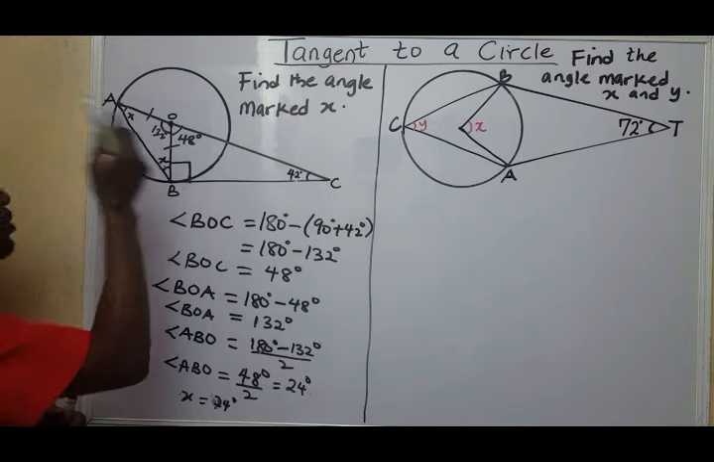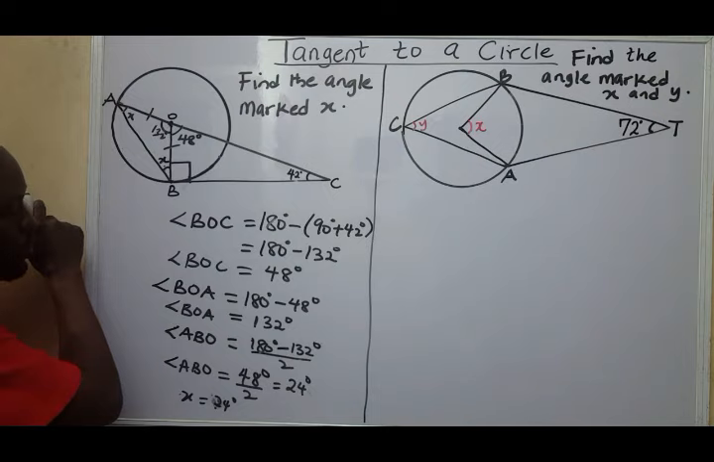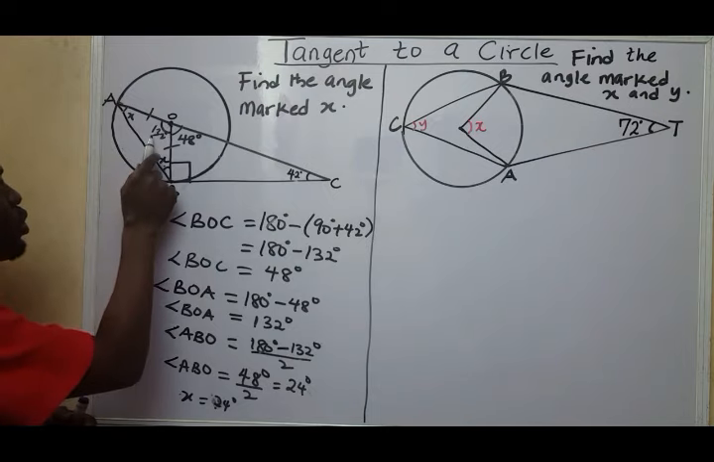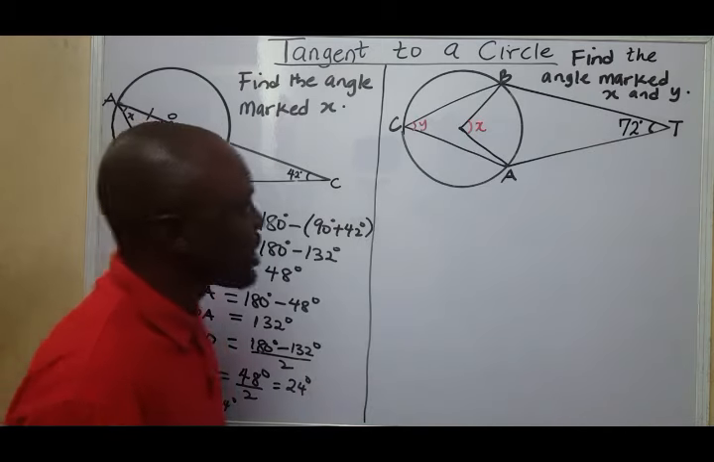Now, how do I confirm I'm right? This is 24. 24 plus 24 will give me 48. 48 plus 132 will give me 180. So that's how to solve that. Now let's look at the second problem.